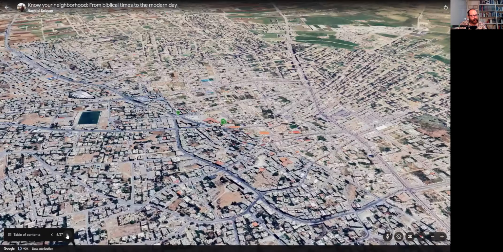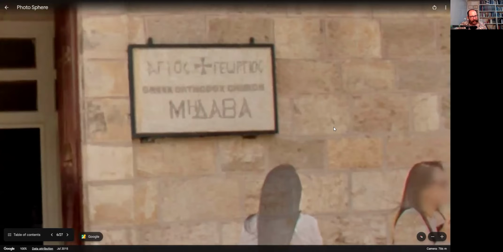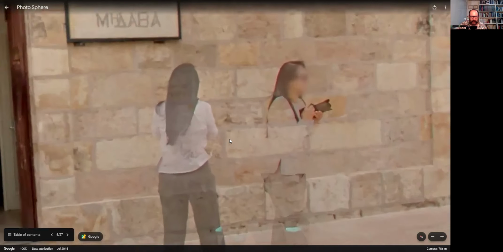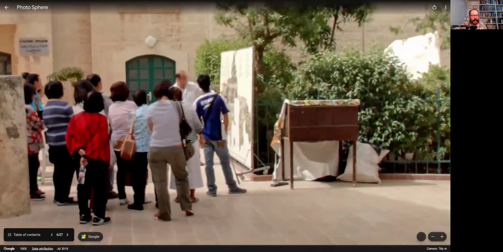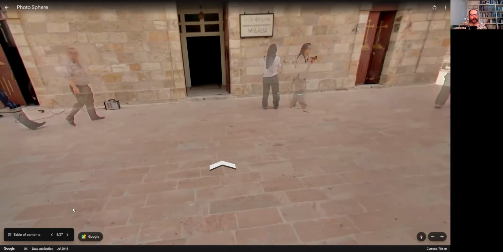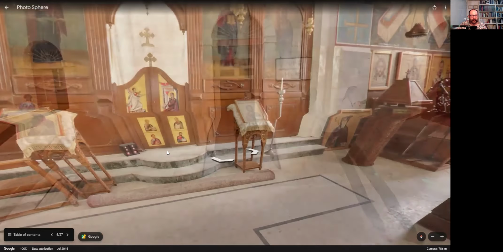It says Greek Orthodox Church. The map is a mosaic floor of a Greek Orthodox church. You see, it says Madaba, and people outside here next to these transparent ghosts are standing here and looking at a copy of the map. We're going to go inside and see the real one. So let's go into the church.